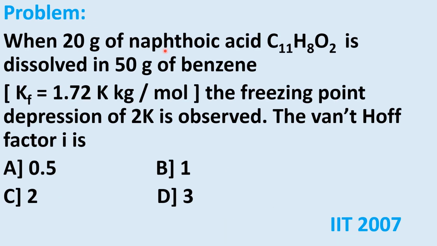When 20 gram of naphthoic acid C11H8O2 is dissolved in 50 gram of benzene, Kf for benzene is 1.72 Kelvin kg per mole. The freezing point depression of 2 Kelvin is observed. The Van't Hoff factor i is: option A 0.5, option B 1, option C 2, option D 3.